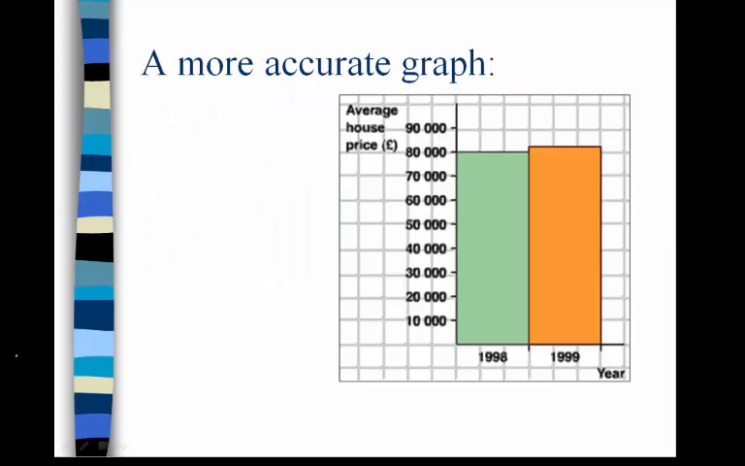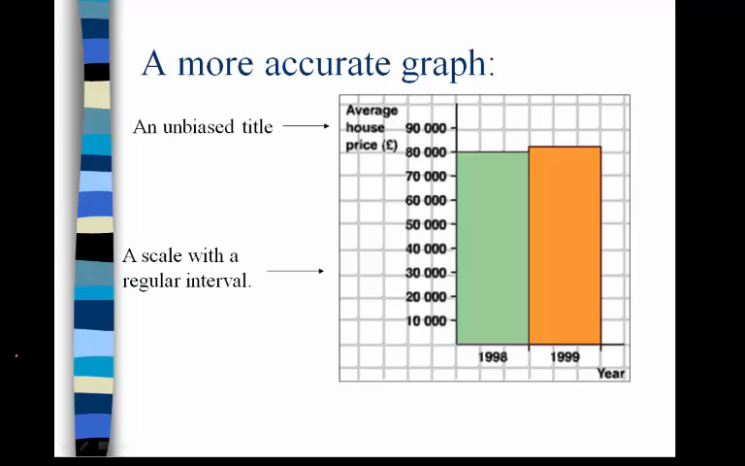Here's a more accurate graph. An unbiased title has been provided, which just simply says the average house price in pounds. And a scale with a regular interval is provided. This shows a more accurate picture of the increase.